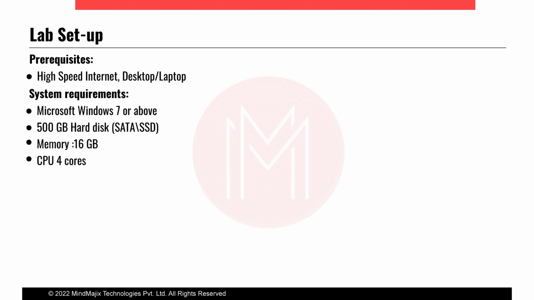If you are using the setups, there are system requirements. If you are using Microsoft Dynamics AX software, you need to have some specifications: Microsoft Windows 7 or above. Next, a hard disk must be there, that is SSD. Memory should be greater than 12 GB RAM. 12 GB RAM is necessary. And also a CPU with 4 cores.